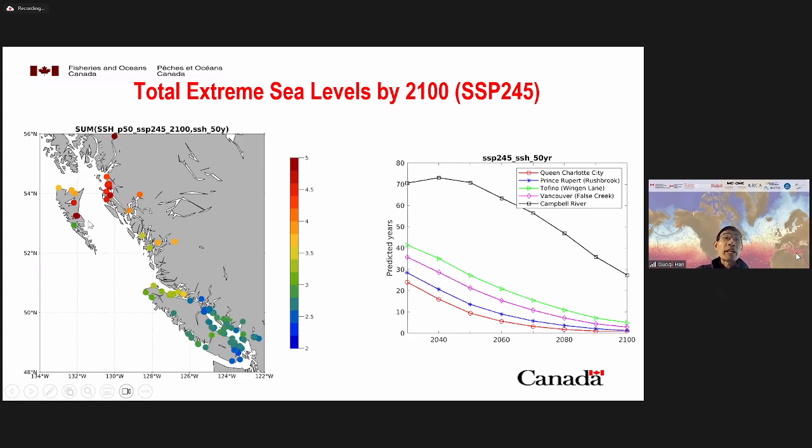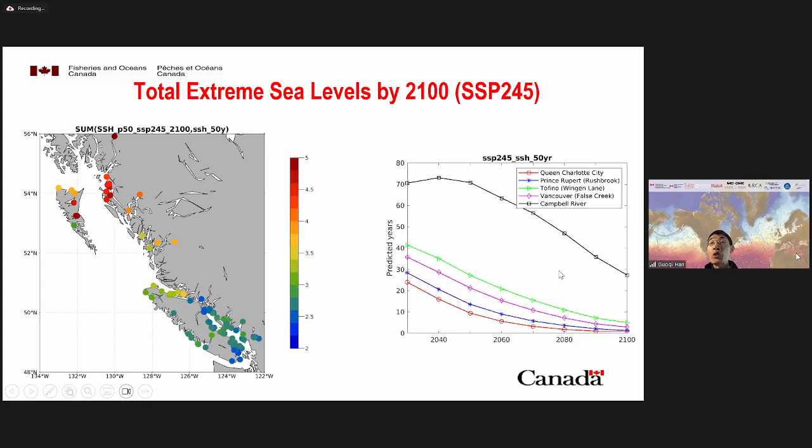Again, at Prince Rupert and Queen Charlotte City, it's much larger, about 5 meters, and this is a total extreme sea level. Okay? And so if you look at this Campbell River area, it's much smaller, so about 2.5 meters.